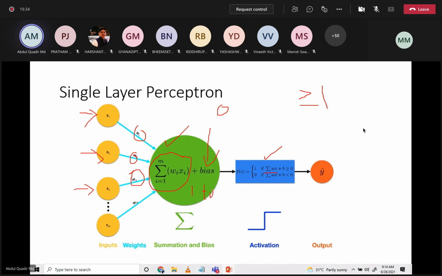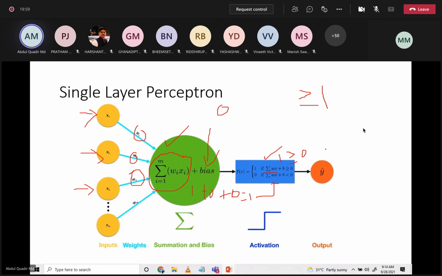1 plus 0 plus 0, which is 1. So we are going to give it to the activation function. Is 1 greater than or equal to 0? We can have 1 greater than 0. Okay, let's not take equal to. Is 1 greater than 0?